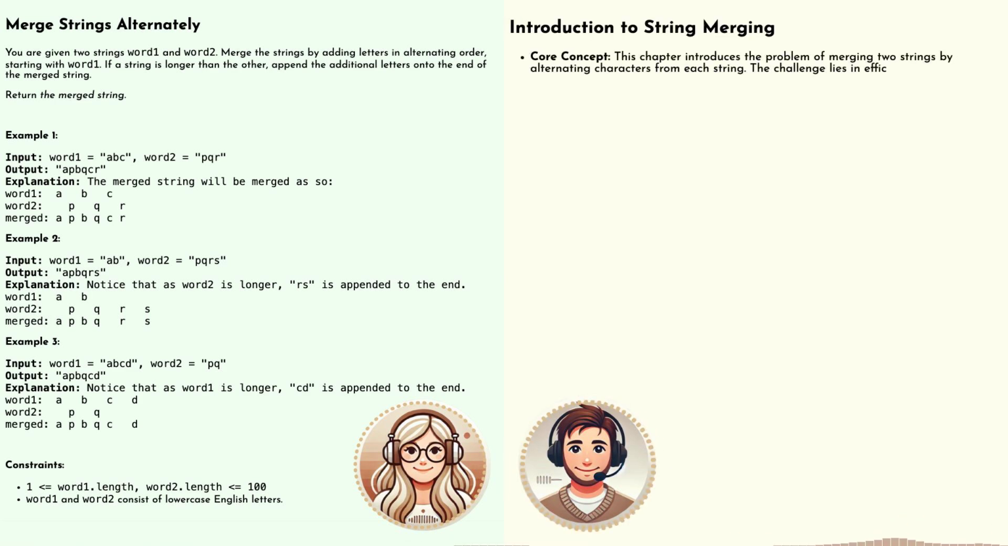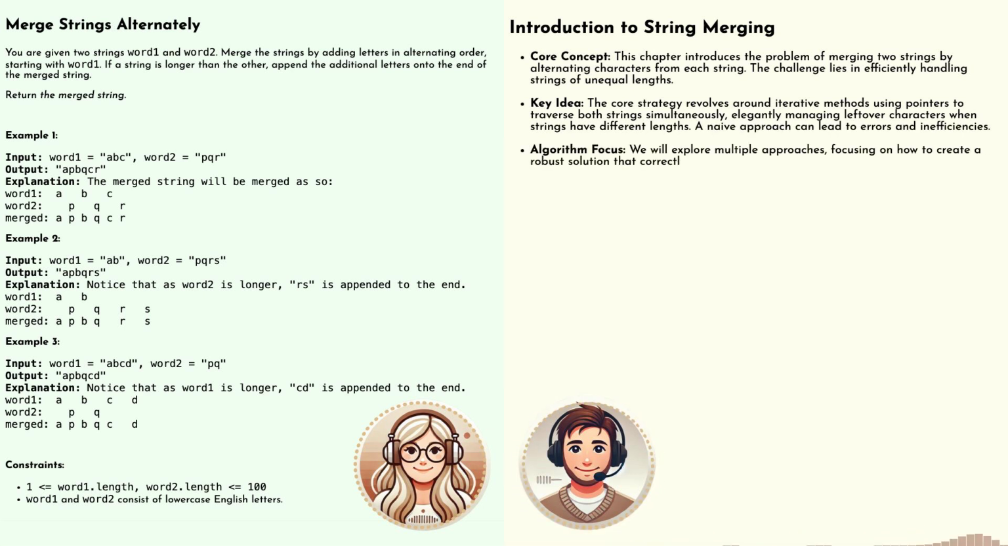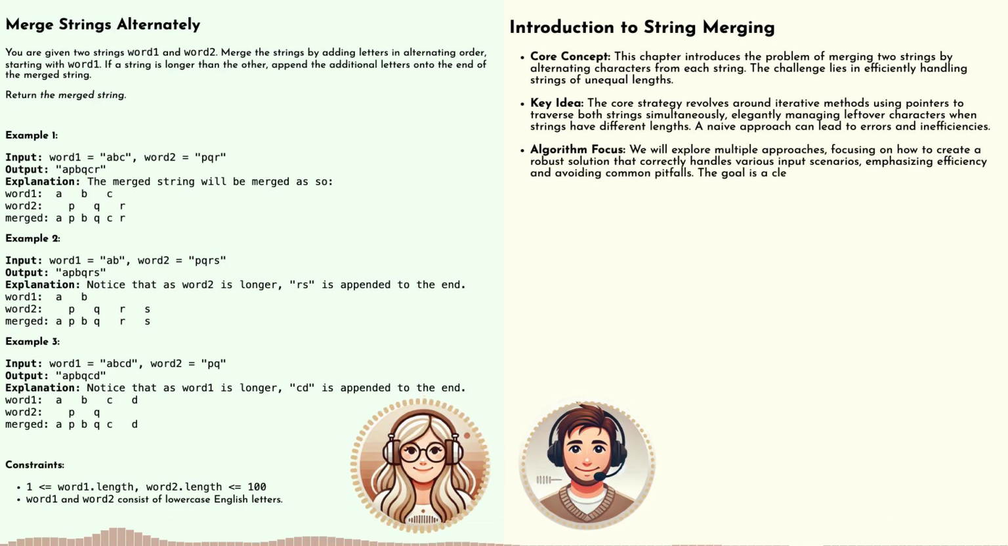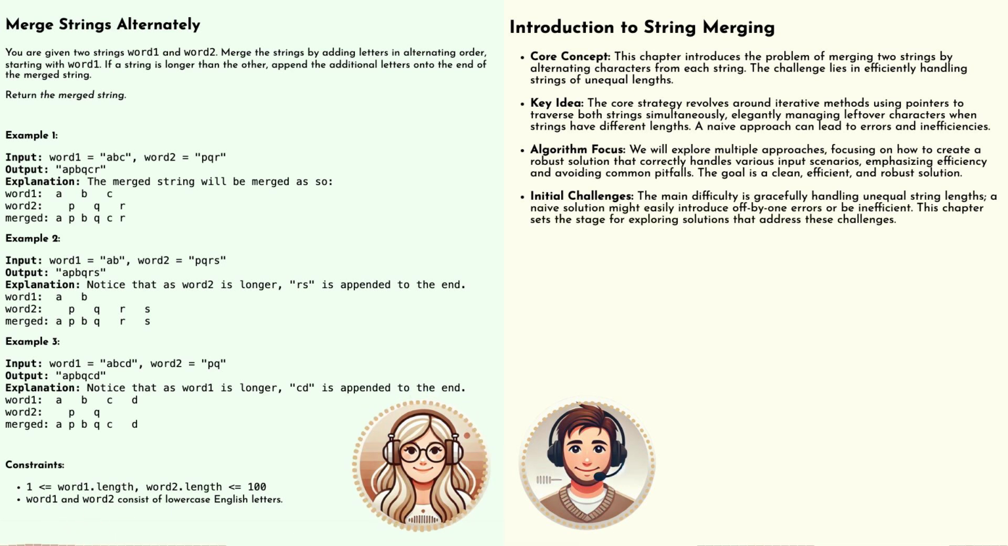Today's deep dive is all about a coding challenge. It might seem simple at first glance, but trust me, it gets really interesting. We're going to tackle this problem of merging two strings alternately. This is one of those problems that seems straightforward on the surface, but it really gets you thinking about efficient ways to manipulate strings and, of course, design algorithms, especially when those strings have different lengths.